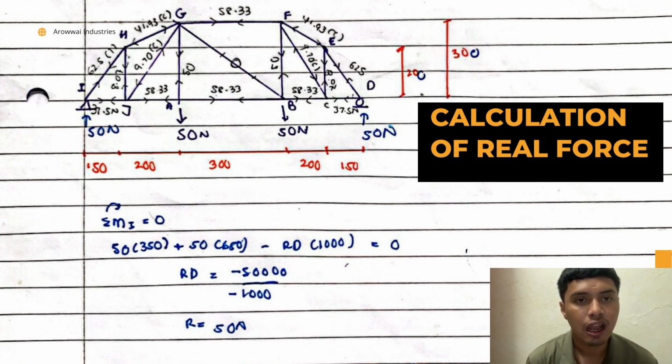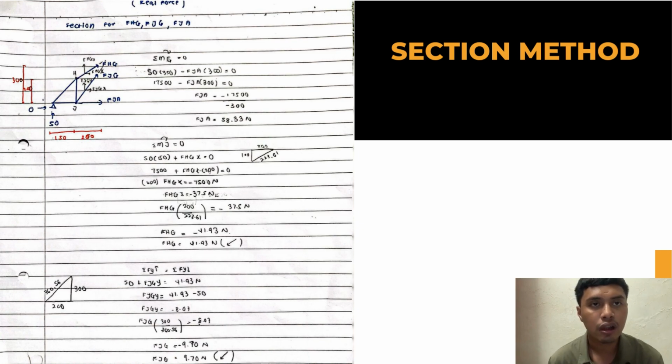In this case, we have determined this truss is internally indeterminate. Because of that, we have decided to take redundant member FA to be calculated for the real force and put 1 unit of it as a virtual force. For the calculation of the real force, we can use many methods. My group has decided to use the section method and also the joint method for the real force.